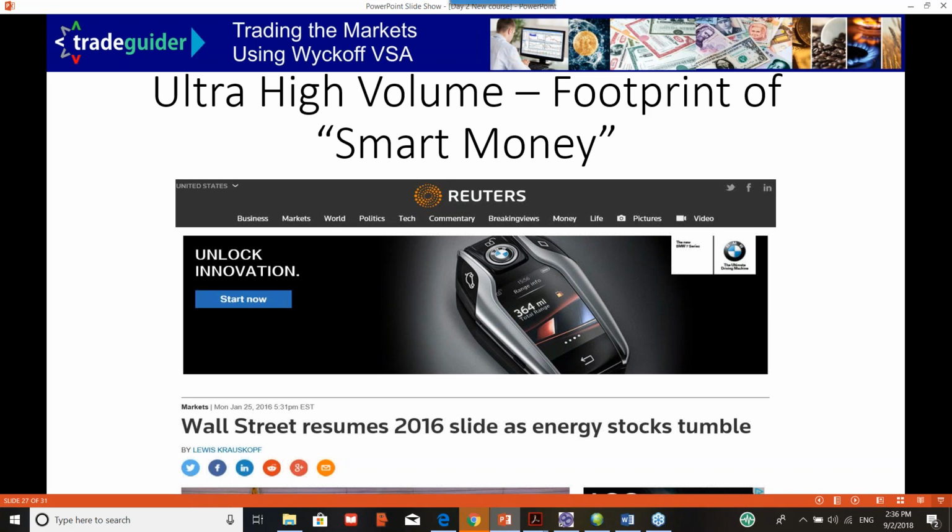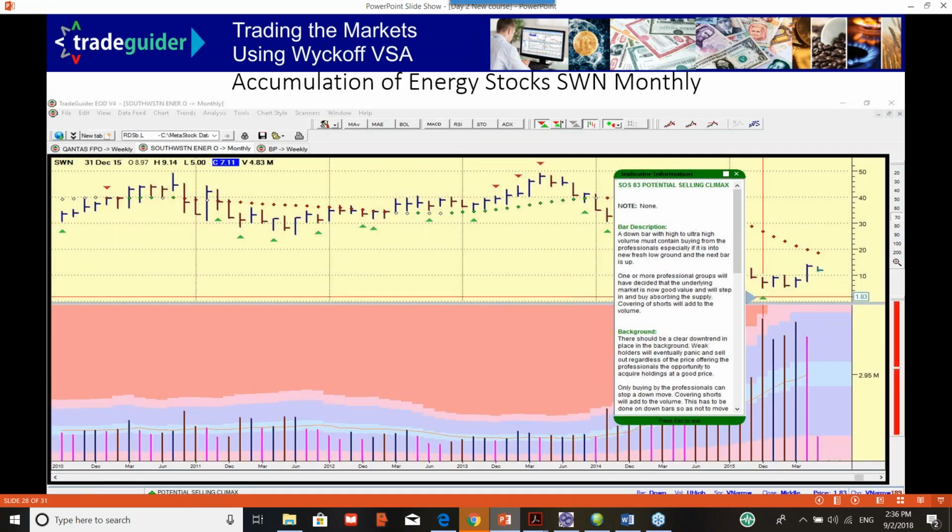The Reuters news agency reports: Wall Street resumes 2016 slide as energy stocks tumble. And that's exactly what causes fear in the herd. Now, this is an energy stock, SWN, on the monthly chart. One I made a lot of money on, actually. Look at the volume on that. The market's tumbling for a whole month. This is a monthly chart. The next bar goes up, and then we start to improve. We get a test. That is a classic example of how the news infers that these stocks are particularly weak.